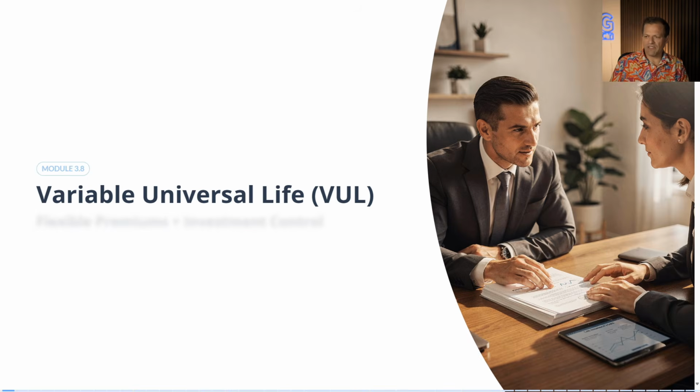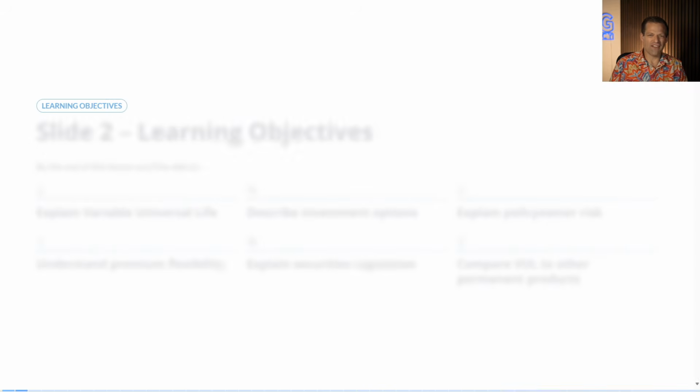In today's lesson, we're going to talk about variable universal life, which is flexible premiums plus investment control. So if you're practicing for the life and health insurance exam, then this content is going to be really good to help you clarify and demystify the sometimes confusing subject matter.